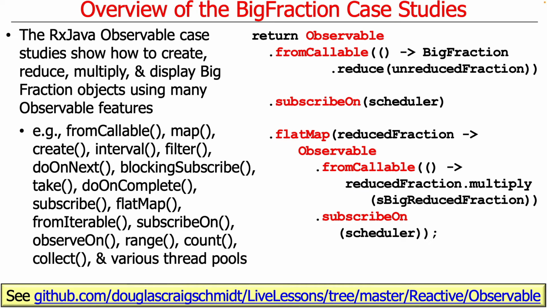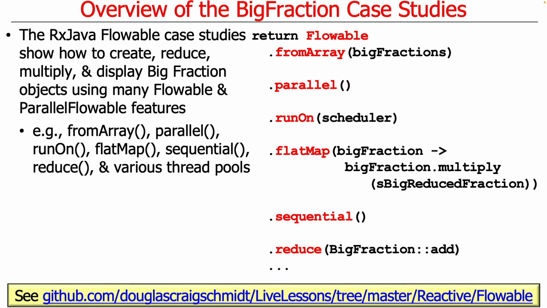Now, the benefit is you can get asynchronous computations with reactive streams, with RxJava Observables, whereas with parallel streams, you're kind of stuck with synchronous communication. So there's pros and cons. And there's also just a more consistent programming model with the reactive streams approach.